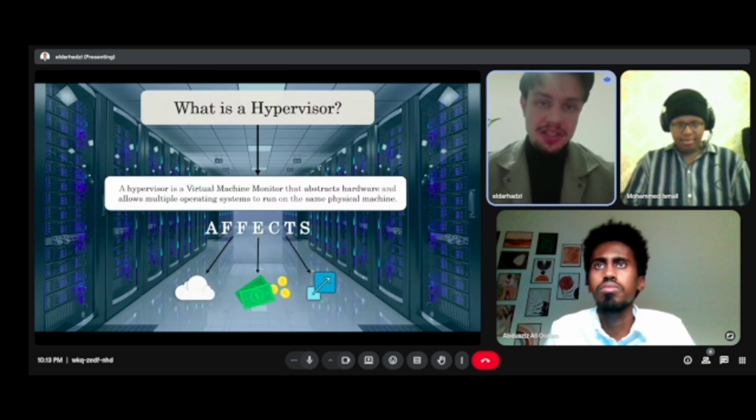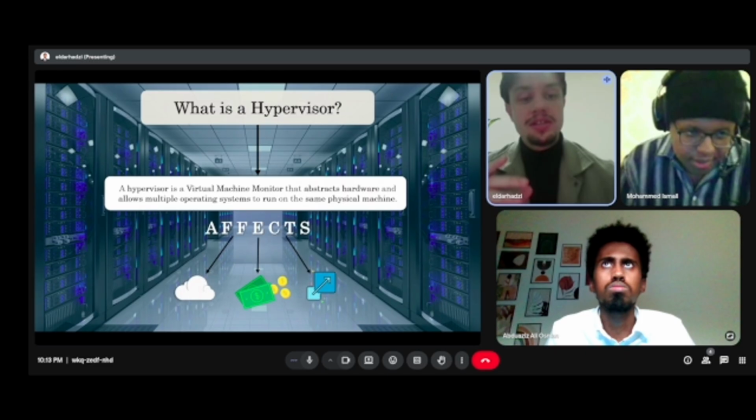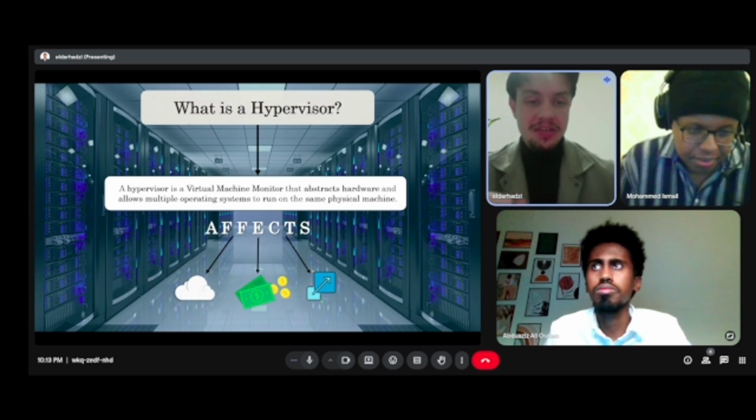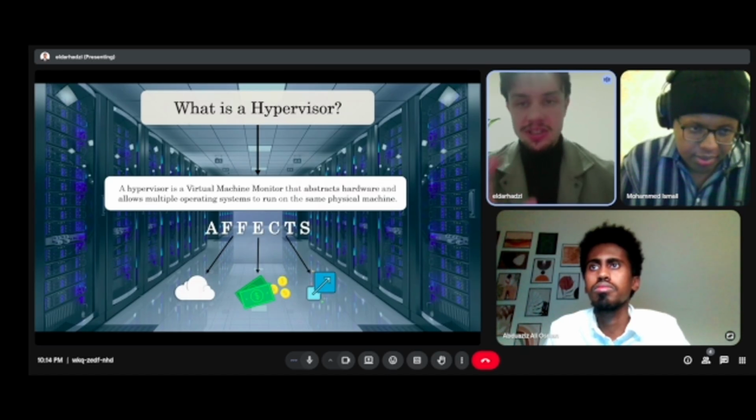So before we start, as I said, we need to understand what a hypervisor is. A hypervisor is a virtual machine monitor that abstracts hardware and allows multiple operating systems to run on the same physical machine. Its efficiency directly affects cloud performance, cost, and stability. So this is really important to understand.